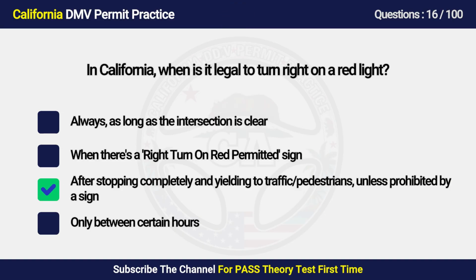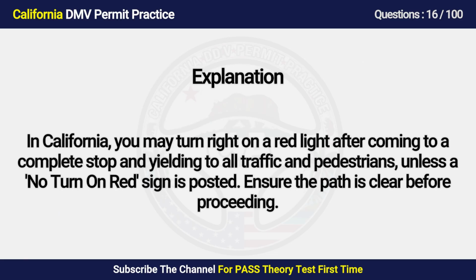Answer is C. After stopping completely and yielding, unless prohibited by a sign. In California, you may turn right on a red light after coming to a complete stop and yielding to all traffic and pedestrians, unless a no turn on red sign is posted. Ensure the path is clear before proceeding.